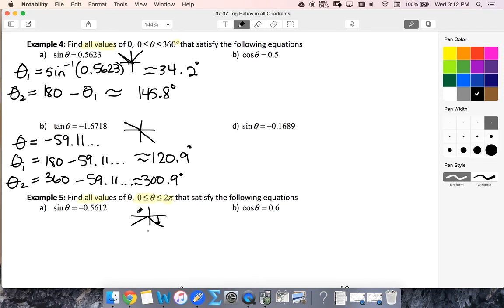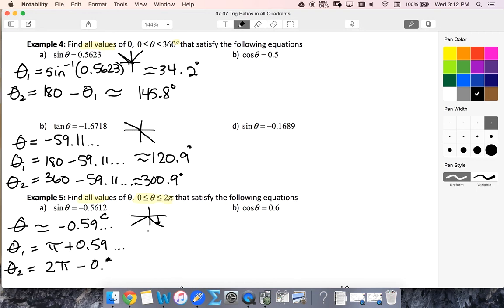But we don't want the negative angle, we want the positive angles. So I've got 180 plus that. My first theta was about negative 0.59, and I'm in radians, of course. So now let's put my radian symbol. First theta is going to be pi plus that value. My second theta is going to be 2 pi minus that value. Make sure you put it in your calculator in such a way that you're adding 0.59 and subtracting 0.59. And I'll leave you to go check those answers.